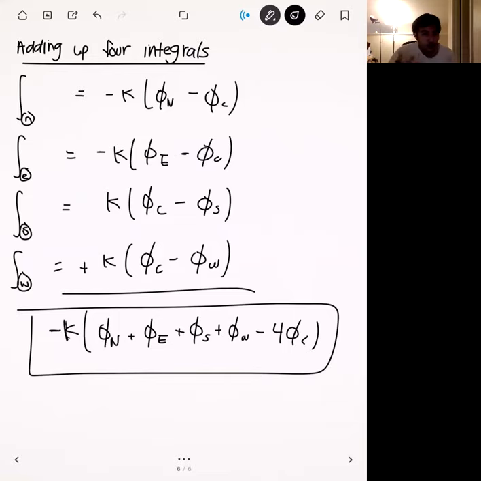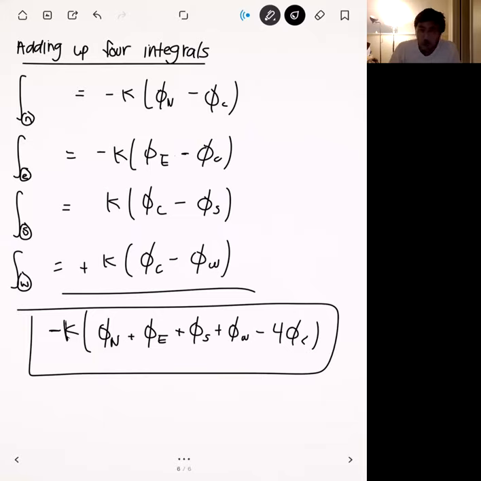And so this expression, this is probably the one that you see in the notes. And the way that we get this is we just add all four integrals together. And so that's the expression for an interior cell.